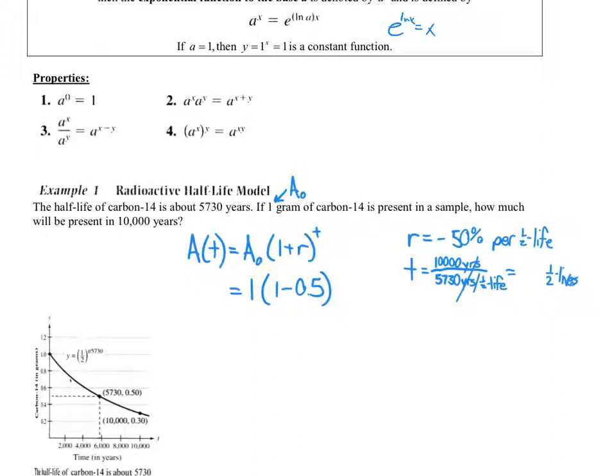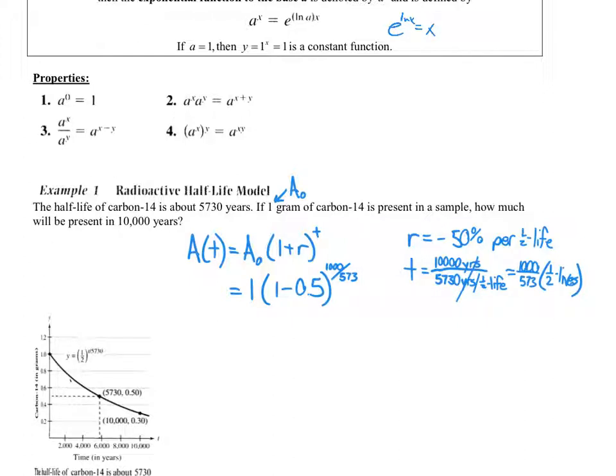Half-lives. Alright, so 10,000 over 5,730. Okay, could probably reduce more, but I'll reduce it at least to 1,000 over 573. Notice that half is part of the unit of measure. It's not anything mathematical here. Okay? So, what's the time I plug into my formula? I plug in the 1,000 over 573.